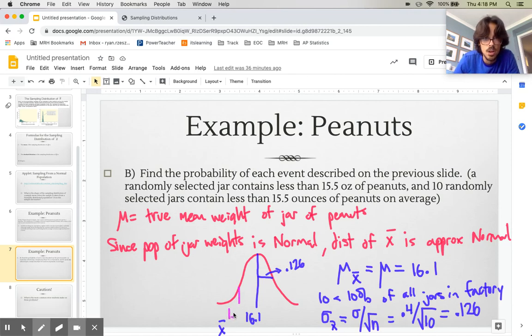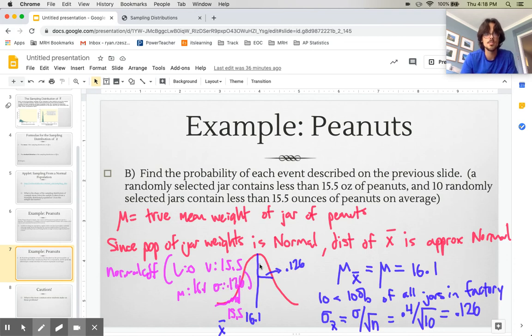We want to know, oh, how rare is 15.5? So I'm going to do another normal CDF, just like I did before. My lower is still 0. My upper is still 15.5. My mu is still 16.1. The only thing that's different is that standard deviation.